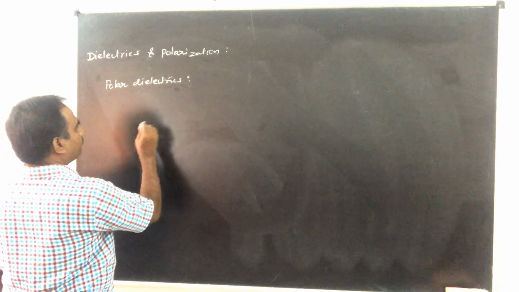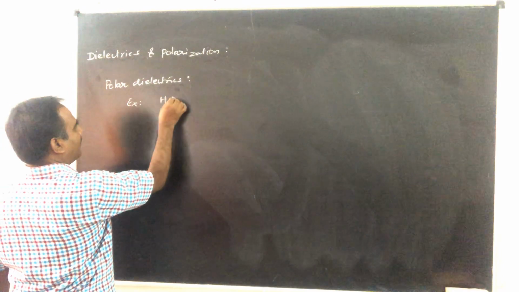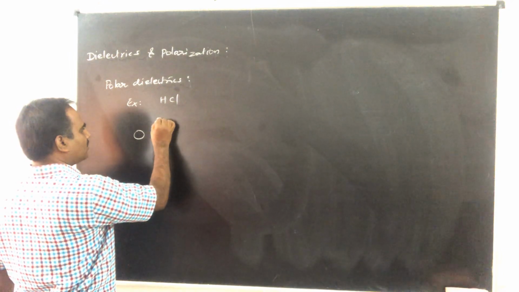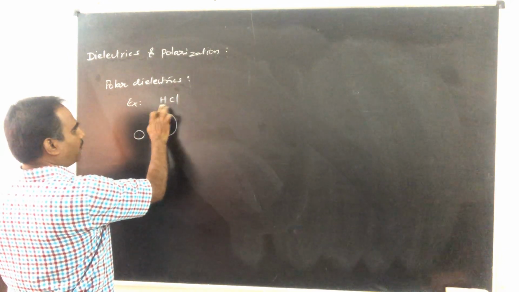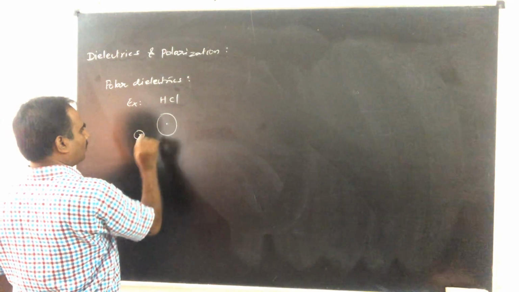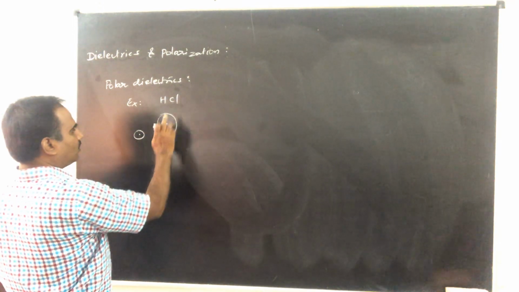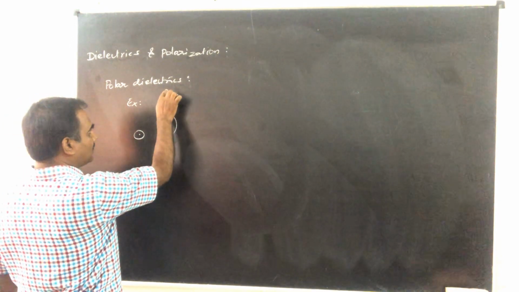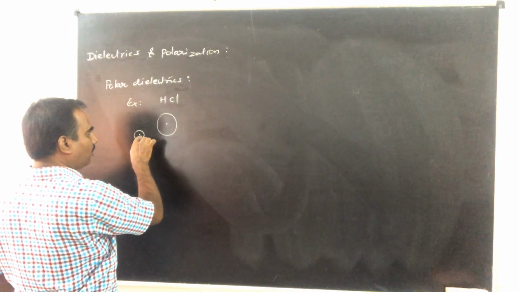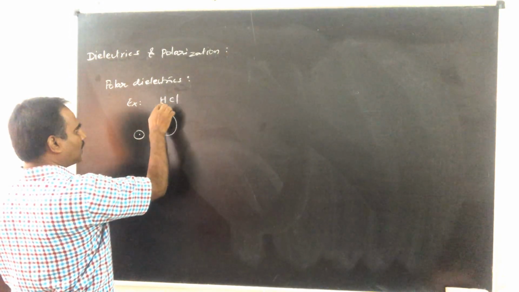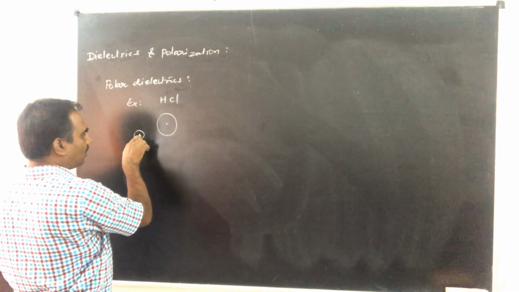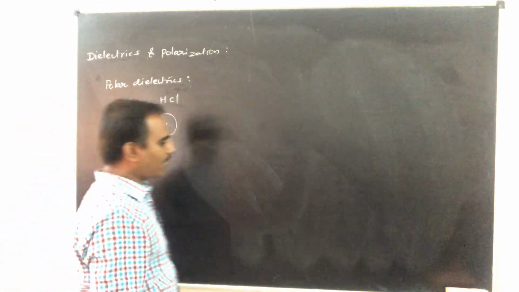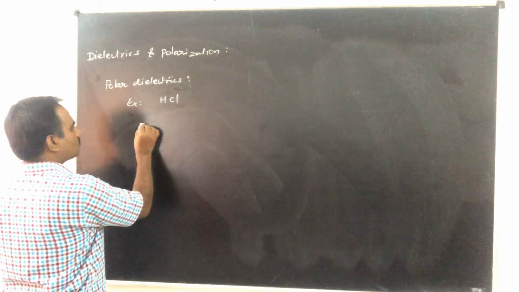So here, you take this HCl molecule. Here is a hydrogen atom, here is a chlorine atom. Because of asymmetry, the net negative charge is somewhere here and positive charge is here. So therefore, charge is equal, this is H plus and Cl minus. Charge is equal, but the positive charge on this hydrogen atom appears to be here, and the negative charge on this chlorine atom appears to be here.